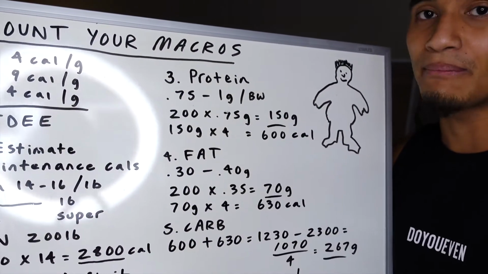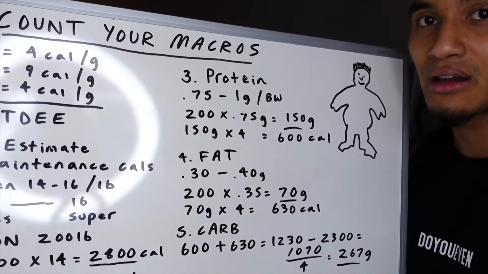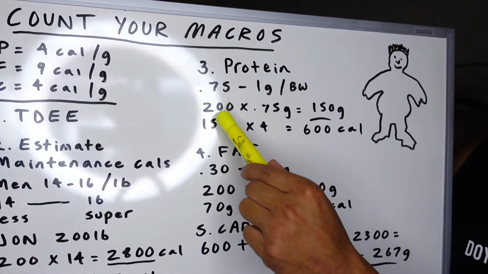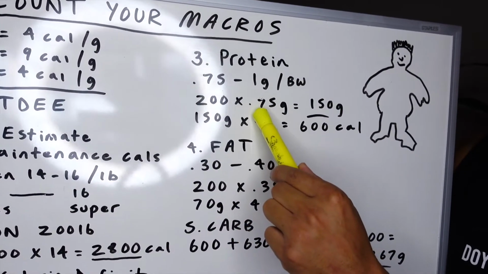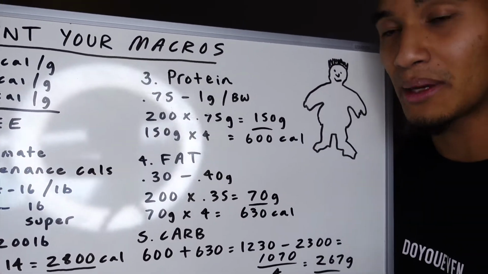So I use 1 gram. But since John is obviously less active, we're gonna use 0.75. All right, it's a good starting point. So what you do is you multiply his body weight, so 200 times 0.75 equals 150 grams. That's how much he should be consuming.